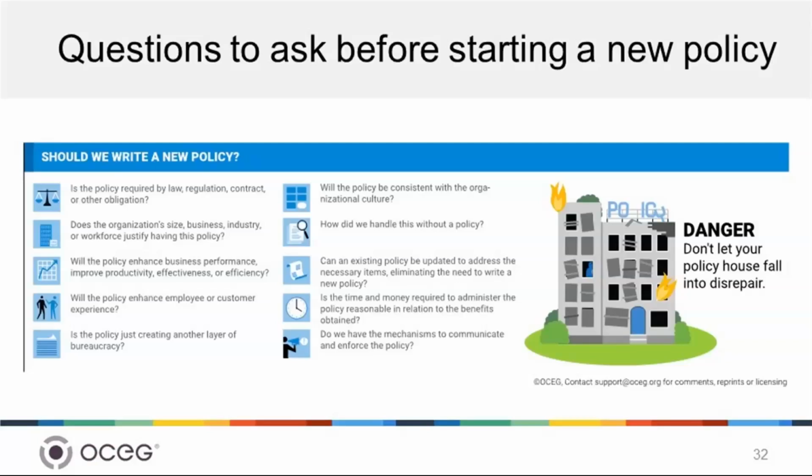Can we just make a change to an existing policy that's in a related subject area and add something there instead of writing a whole new policy document? And last few questions to consider: is the time and money required to administer the policy reasonable in relation to the benefits? And do we have the mechanisms to communicate and enforce the policy?